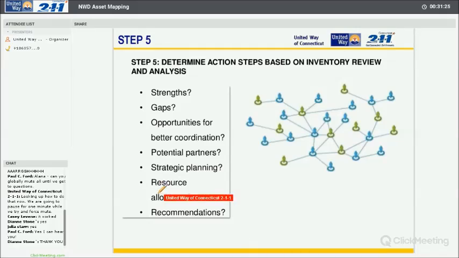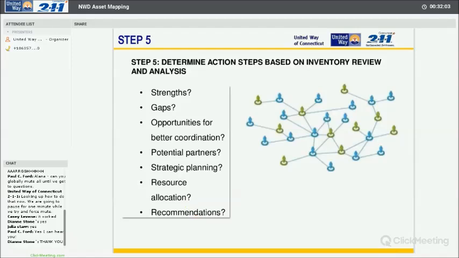And then lastly, I would say, once that inventory is complete, reconcile with 211, so the 211 database is as complete a reflection of your community resources as possible. It's also then using that inventory to look for your community strengths, gaps in resources, looking for opportunities for better coordination, identifying potential partners, thinking about strategic planning, resource allocation recommendations to the state and to others.